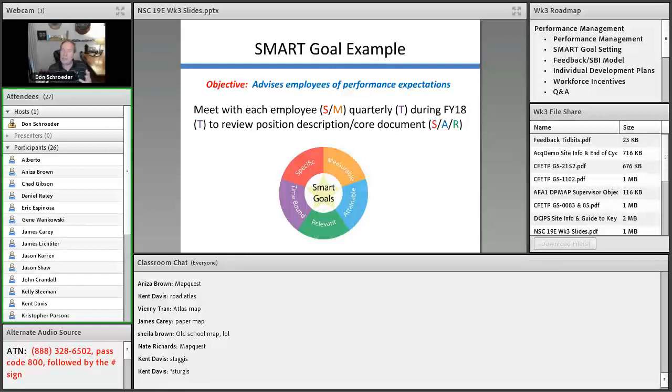Now, it's human nature to start figuring out, okay, I got to meet this goal. I got to create a goal of how I'm going to advise employees of performance expectations. Okay, I'm going to do this.